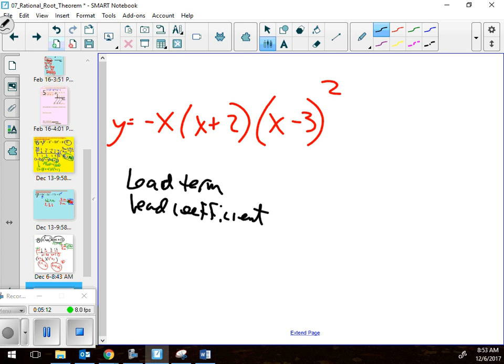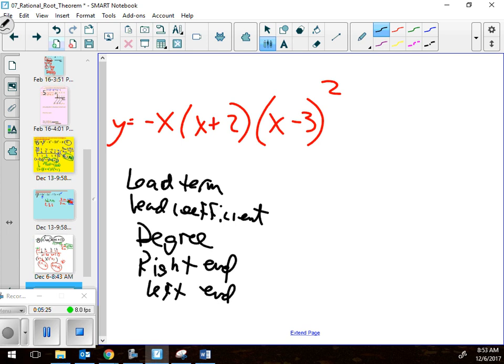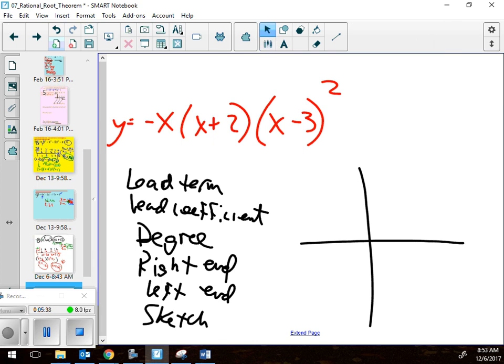And then I'd like you to tell me the degree of this thing. I'd like you to tell me its right end, its left end. There's some talking in the back that needs to stop or that group's breaking up. And then I want you to sketch it over here. Try one of those that kind of sums up the beginning of the chapter. Okay, I'll pause for a second while you try it.